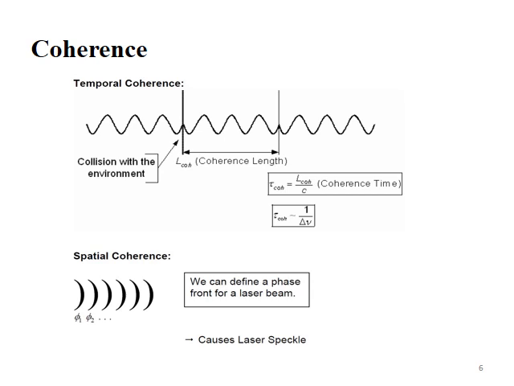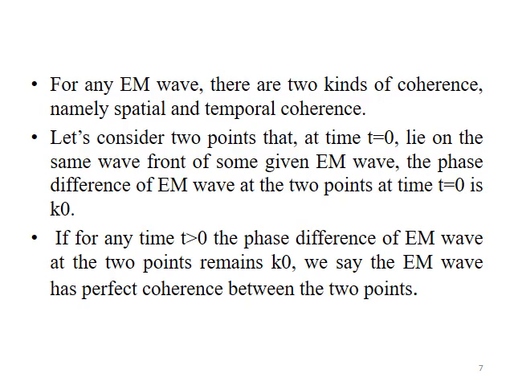Now we consider a fixed point of the EM wave front. If at any time the phase difference between time t and t plus dt remains the same, where dt is the time delay period, we say that the EM wave has temporal coherence over a time dt. If dt can be any value, we say the EM wave has perfect temporal coherence.